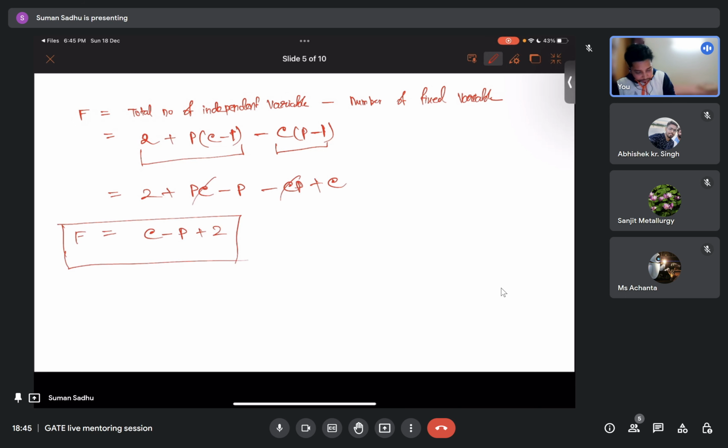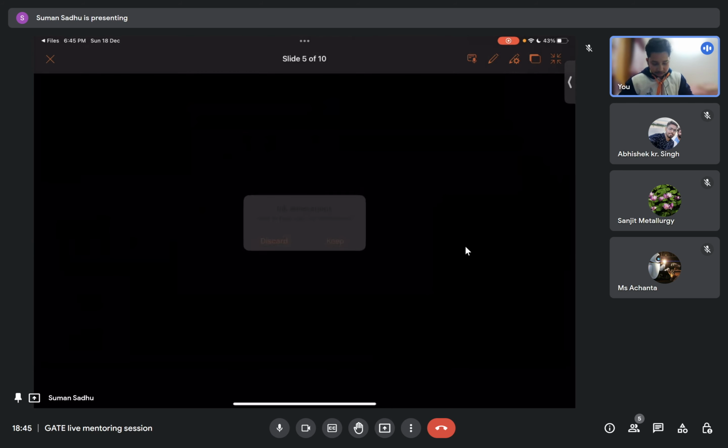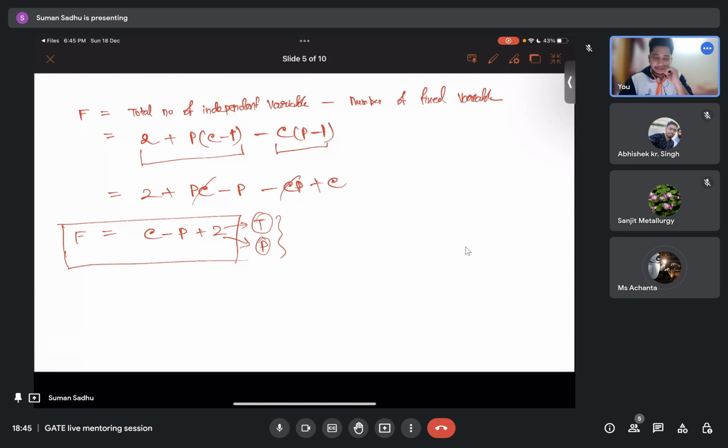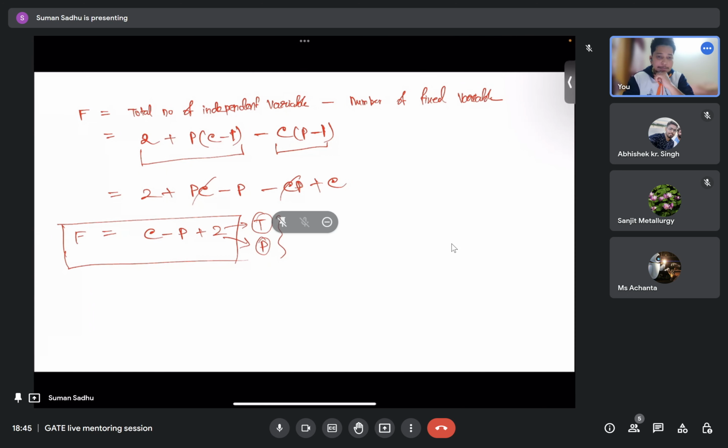And this 2, one is for temperature and another is for pressure. Now if you fix temperature constant, then it will be 1. If you fix only pressure constant, then also it will be 1. And if you fix these two constant, then your equation will be C minus P. Any doubt? I think now the concept is clear, how we have derived this equation. Everyone is okay with it? If you people have any doubt, just let me know now.